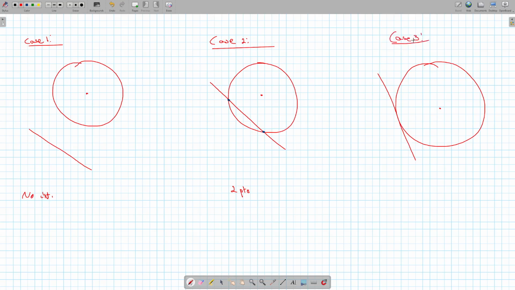What do you need to know over here? This is 1 point. If there's no intersection, then delta is negative. I'm going to explain what delta is. If there are 2 points, then delta is positive. And if there's 1 point, delta is equal to 0. What is delta? When you substitute the equation of the line into the circle, you get a quadratic.